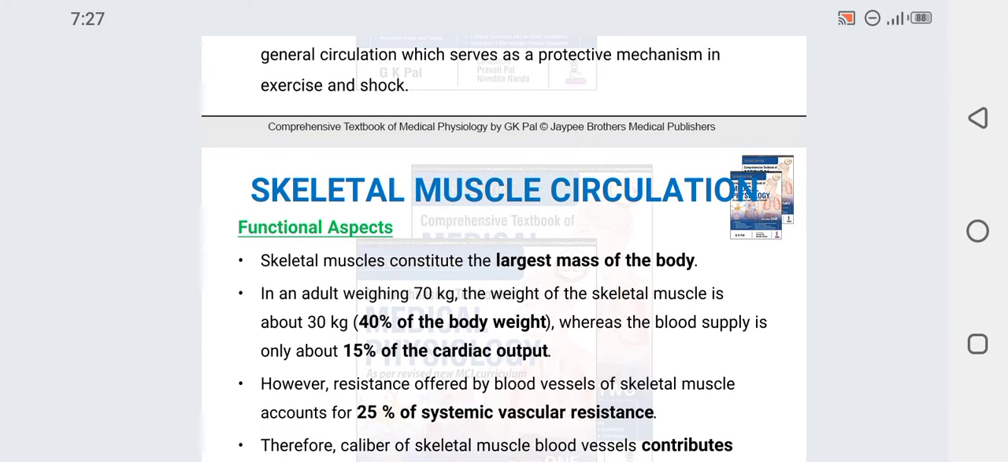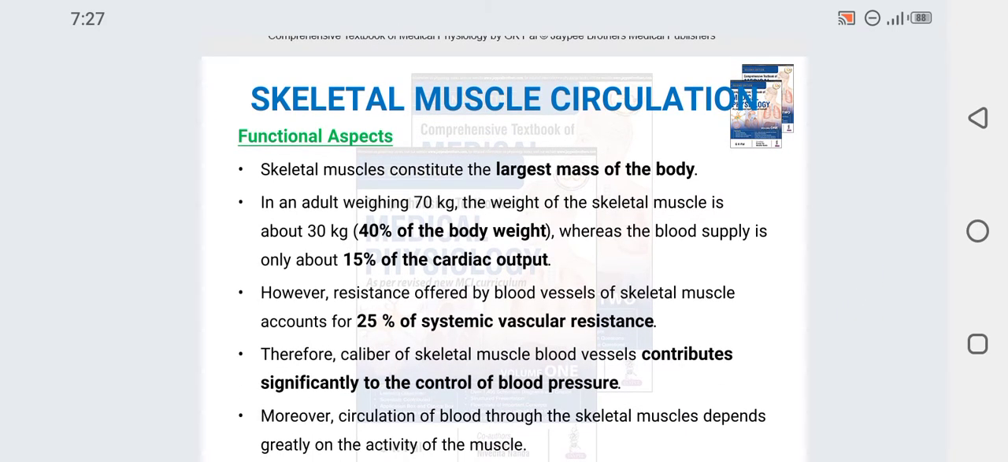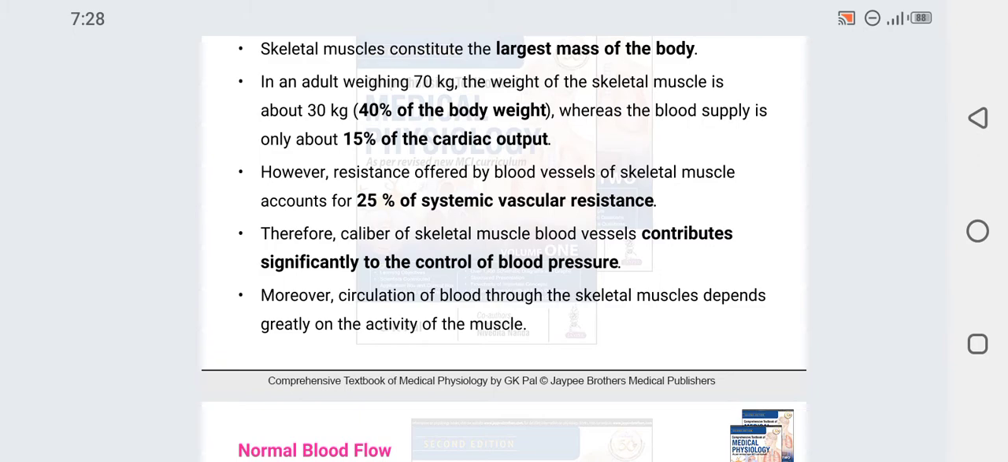Now come to the skeletal muscle circulation. What is the functional aspect of the circulation? Skeletal muscle constitutes the largest mass of the body. It constitutes about 40% of the total body weight, and blood supply is only about 15% of the cardiac output.